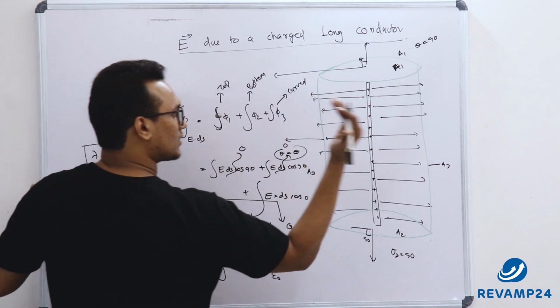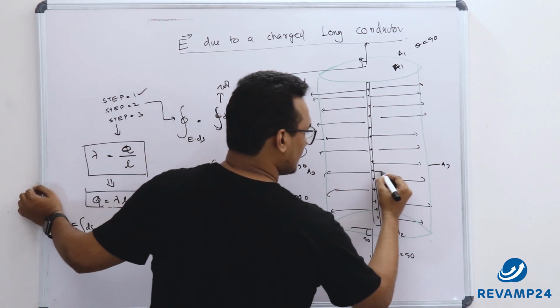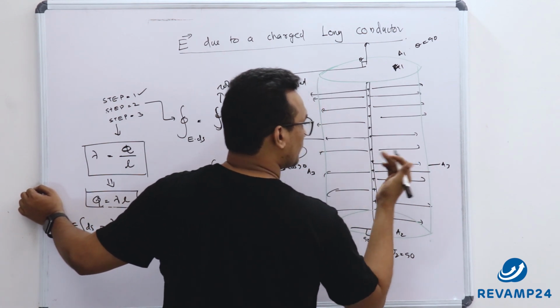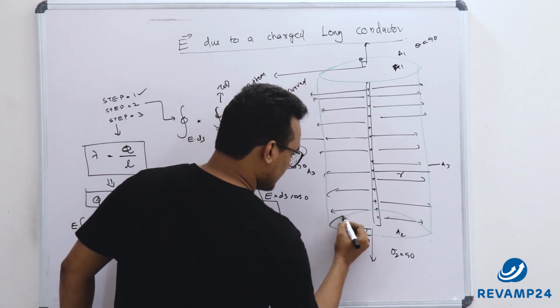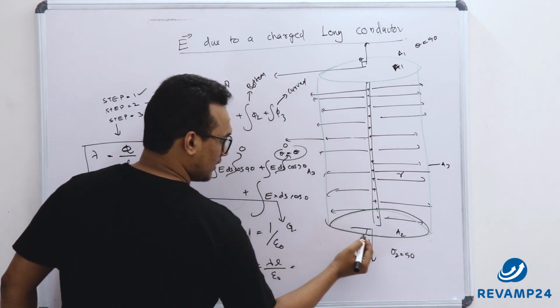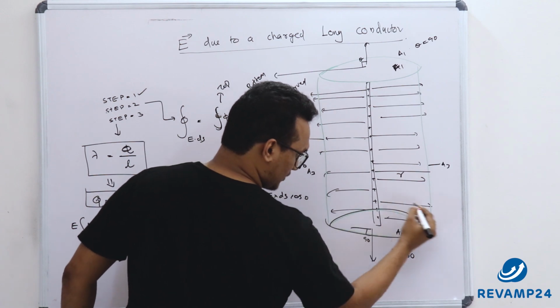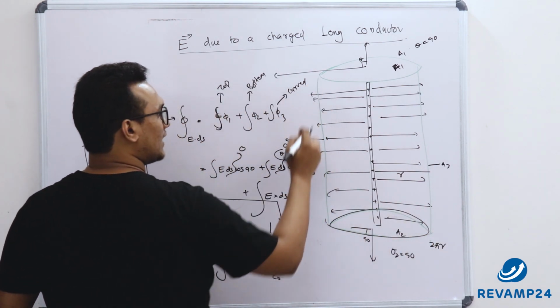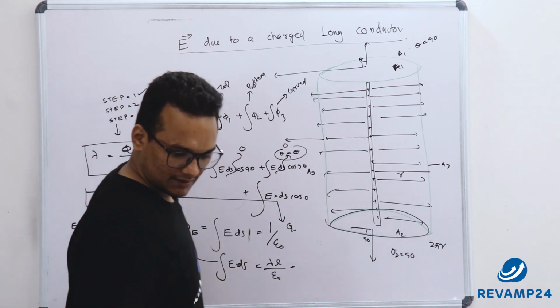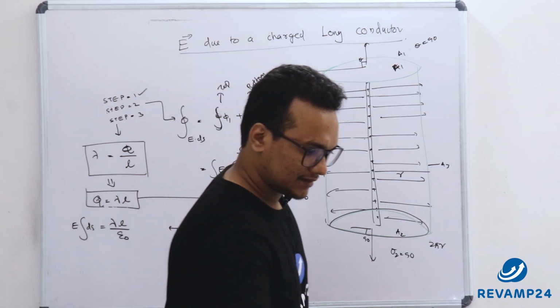Now what is the total area of this surface if it has a radius of r? It's a cylinder, right? So the total area is equal to the circumference, which is 2 pi r, into h. See, it's a cylinder.